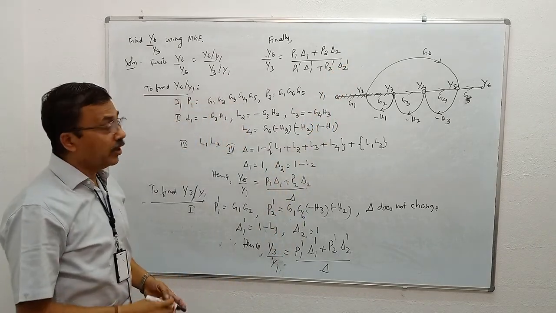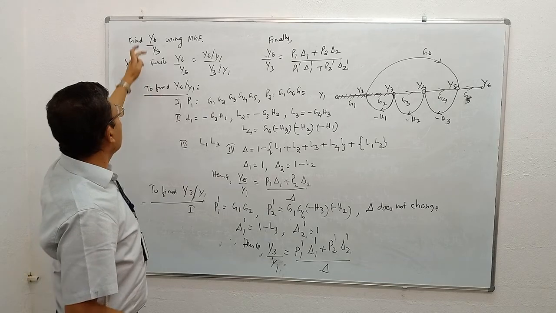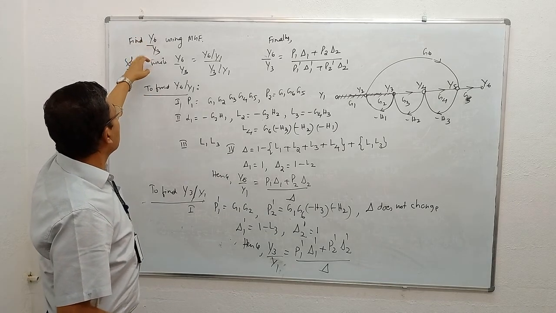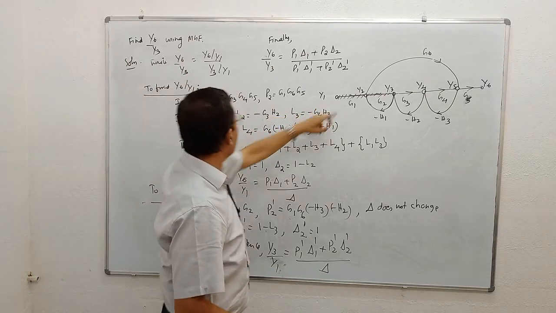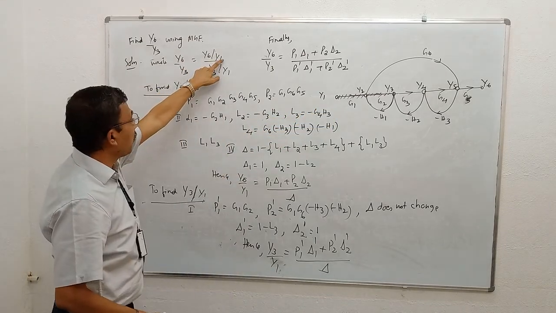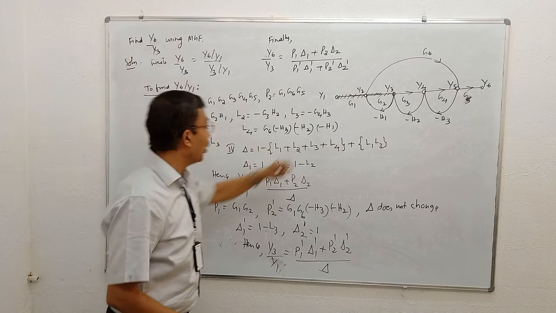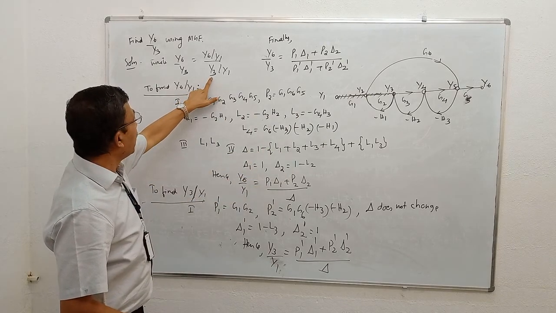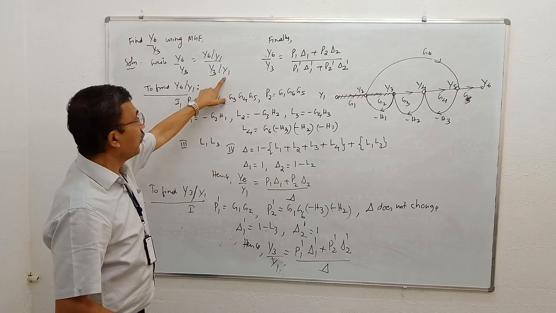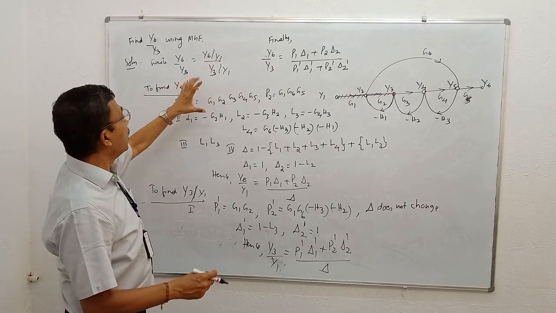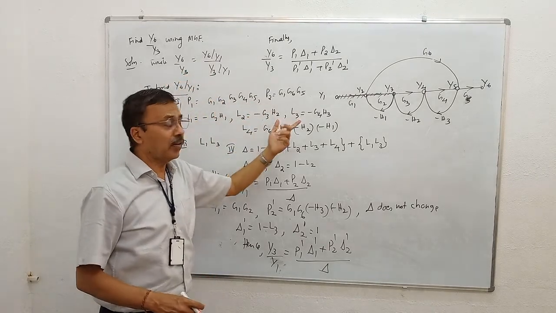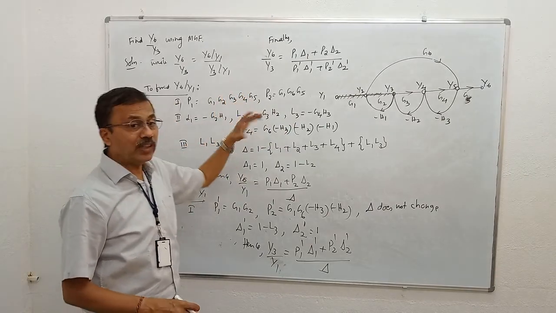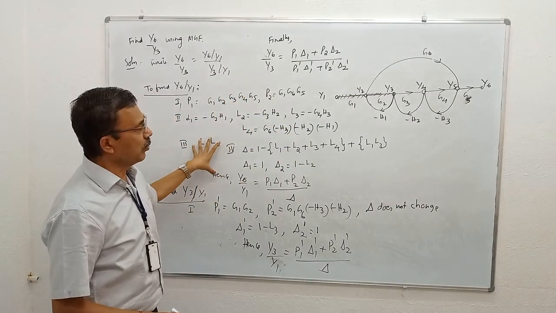So the lesson over here is, whenever Y6 by Y3 type of things are asked, you have to divide Y6 and Y3 both by the input variable Y1. Then you have to find Y6 by Y1 by applying Mason's gain formula, and then Y3 by Y1 by using Mason's gain formula. Delta does not change in both the cases. However, four factors, delta 1 dash, delta 2 and delta 2 dash will change. Correct? This is very, very important.